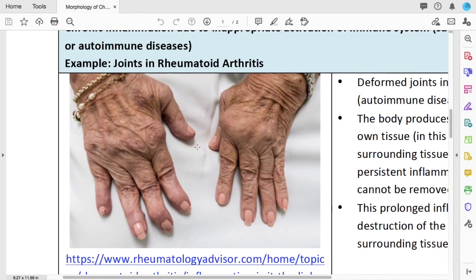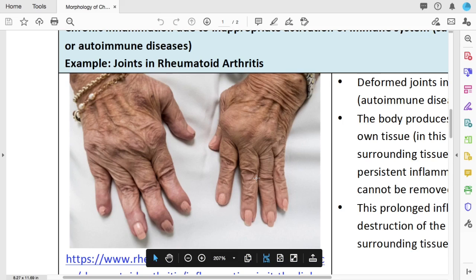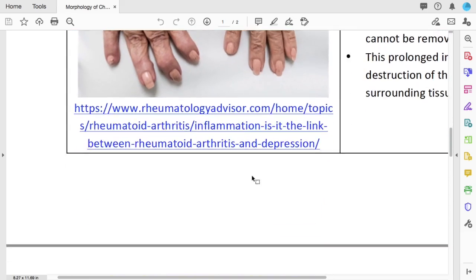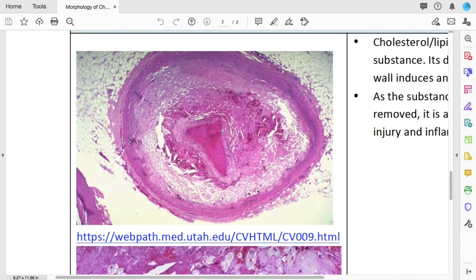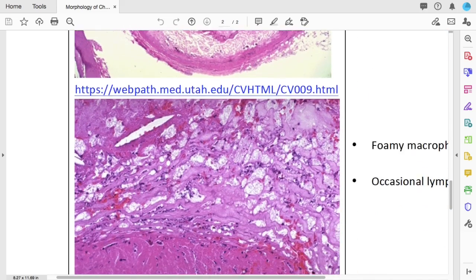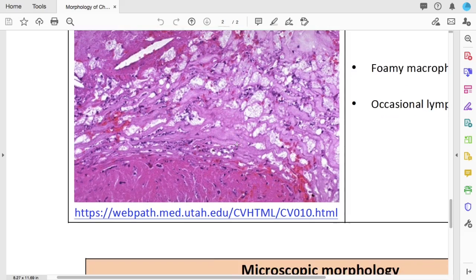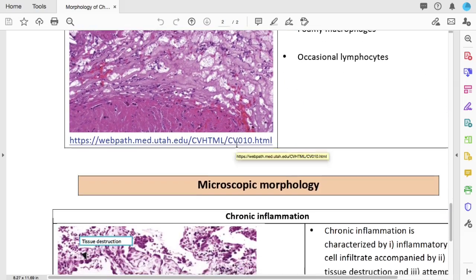Moving on, these are joints in rheumatoid arthritis. Again, in autoimmune disease, your immune system basically produces antibody against your own tissue. So your tissue will be damaged and you get fibrosis and inflammation and subsequent distortion as well. And this is atherosclerosis. Cholesterol and lipids form endogenous toxic agents which deposit and induce inflammation, and inflammatory cells, including macrophages, will form and aggregate within the wall of the vessel.